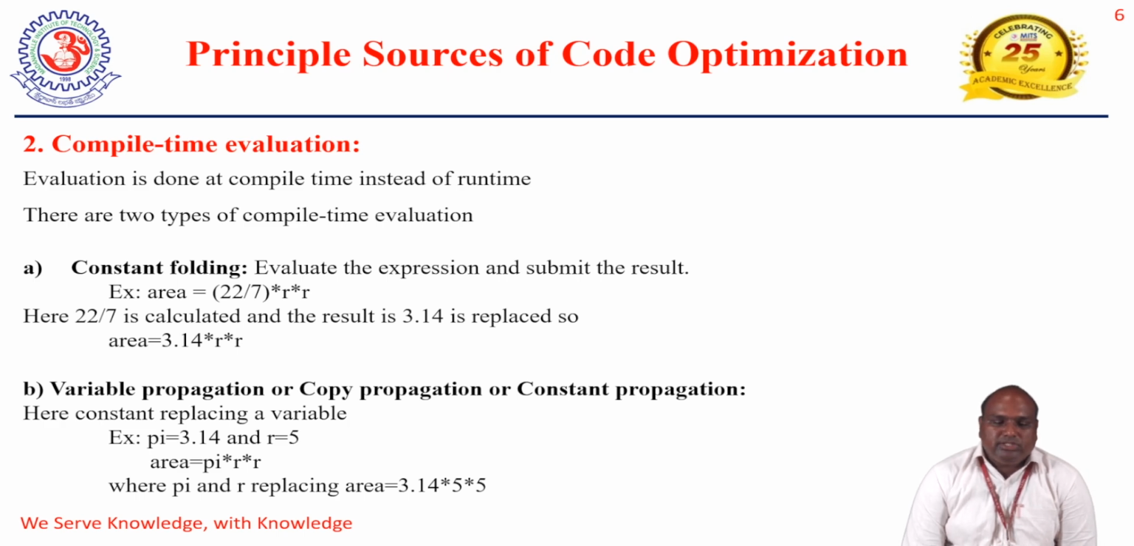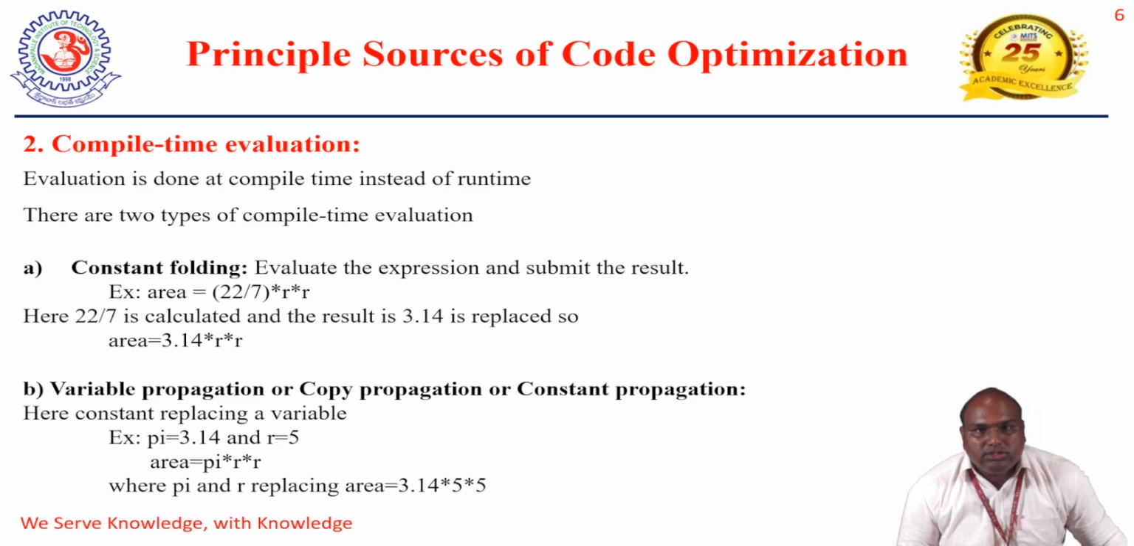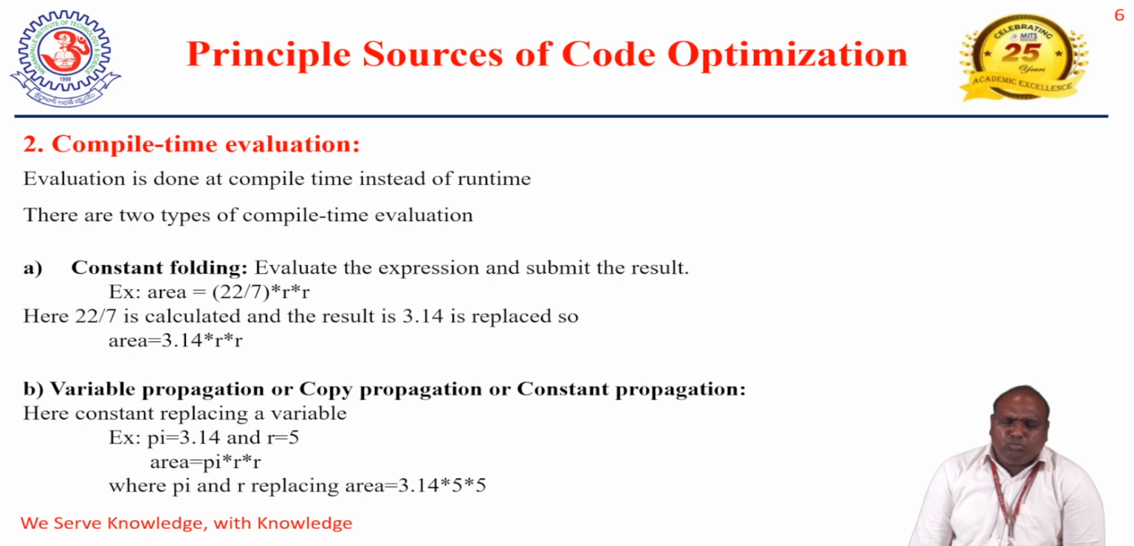The next optimization technique is compile time evaluation. This is a technique that can be done at compile time instead of runtime. Here it is classified into two types. One is constant folding. The next one is variable propagation, or copy propagation, or constant propagation. They are all the same thing, but they are called in different ways.